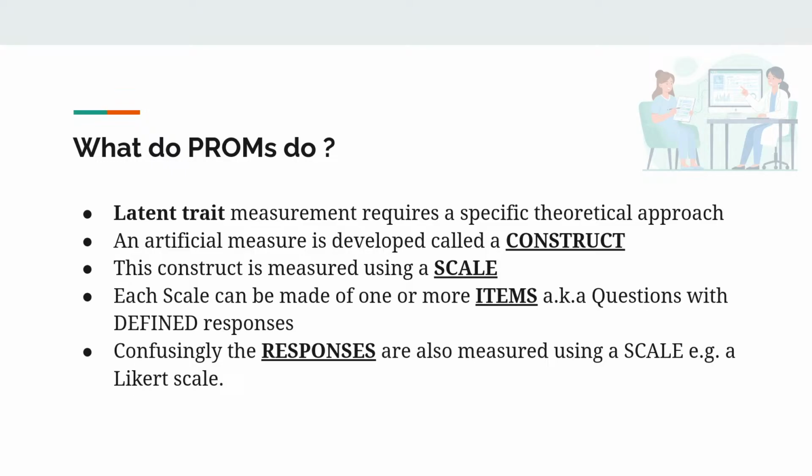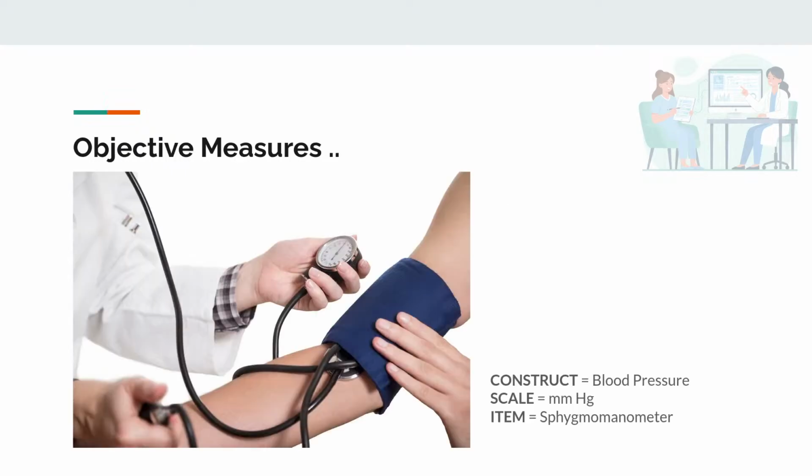Each of these constructs is measured using a scale, and each of these scales can be made up of one or more items, also known as questions, with defined responses. Confusingly perhaps, the responses are also measured using scales like a Likert scale. Let's take a concrete example that many of us are familiar with, a blood pressure recording. This is an objective recording because you can actually see the blood pressure being measured on a sphygmomanometer. But if you apply the analogy, blood pressure can be thought of as a construct that you are attempting to measure, and you are measuring it on a scale of millimeters of mercury using an item which is the sphygmomanometer.